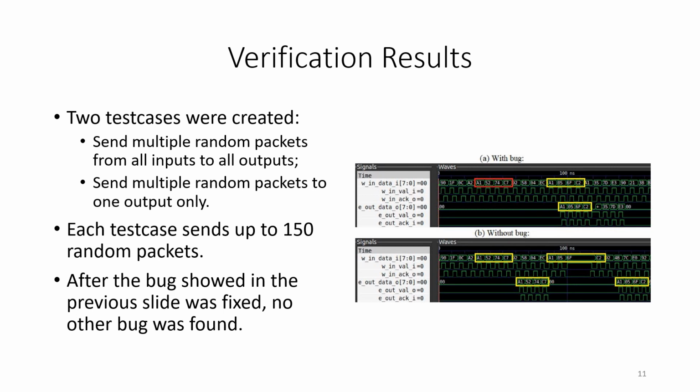And in the second test case, what we want to see is how the router deals when multiple packets are trying to use the same output, and how that output deals when stressed by a bottleneck of packets. Each of these test cases sends up to 150 random packets, and after the bug shown in the previous slide was fixed, no other bug was found when running with these test cases and in these scenarios described.